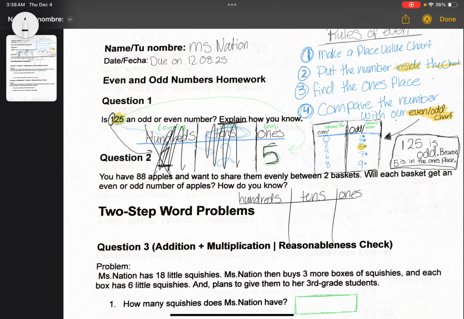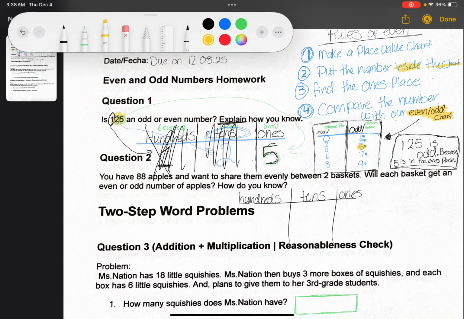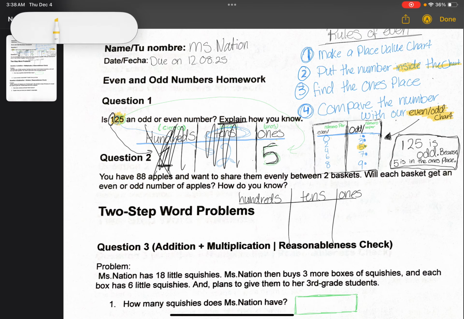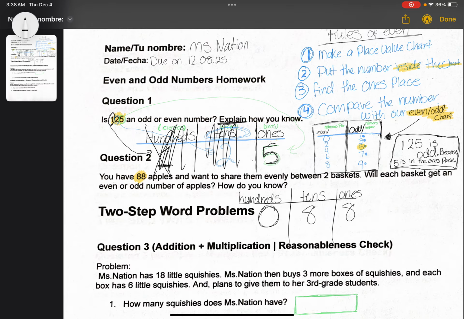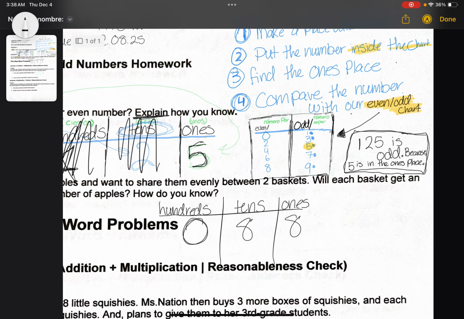And we're going to look for a number. We're going to put the number inside of our place value chart. The number in this case is 88. We want the total number. We have 88 apples, so we're going to put the total number of apples inside our place value chart, which is 88. We have no hundreds, so it's going to be a 0. Now, let's look at step 3.